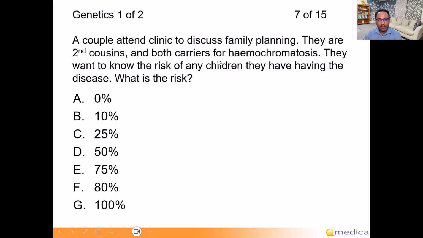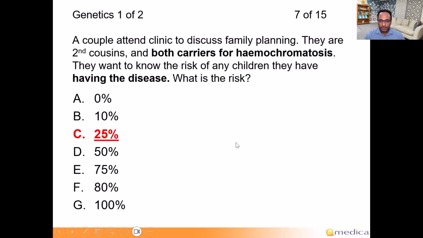Okay, great. So if they're both carriers, i.e. they've both got one abnormal gene and one healthy gene, what's the risk that the children they have actually have the disease, not become carriers like them, but have the disease? It's 1 in 4. Because they'd have to get the hemochromatosis gene from mom and from dad. There's only 1 in 4 chance that you get the abnormal genes from both parents.